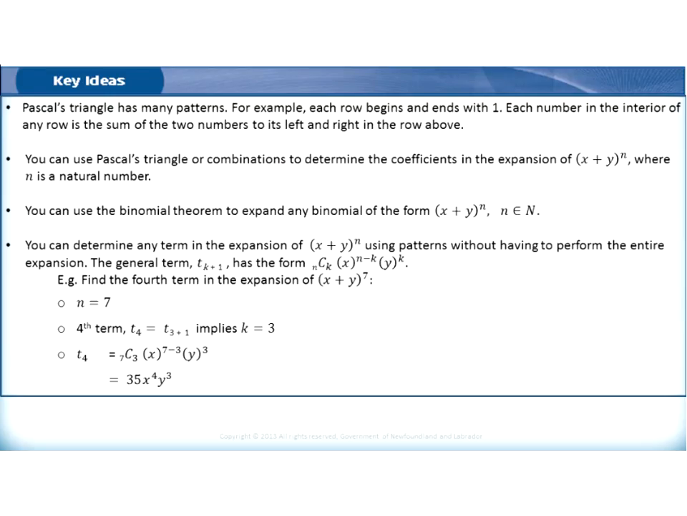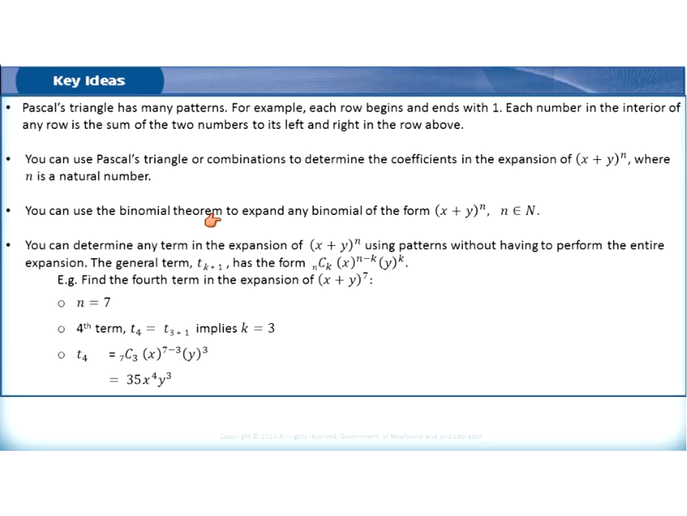Okay, here again is a summary of your key ideas. Pretty much summarizes everything about Pascal's triangle and the binomial theorem. Pascal's triangle has many patterns. Each row begins and ends with a 1. Each number in the interior of any row is the sum of the two numbers to its left and right in the row above. You can use Pascal's triangle or combinations to determine the coefficients of the expansion (x plus y) to the power of n, where n is a natural number. So you can use either Pascal's triangle or combinations to expand this. I prefer combinations. I think it's easier, but you can use Pascal's triangle.